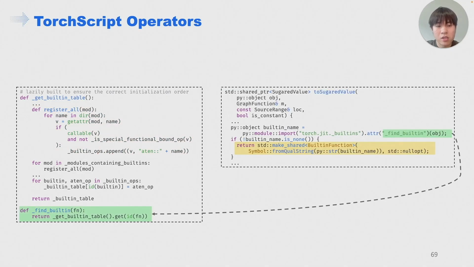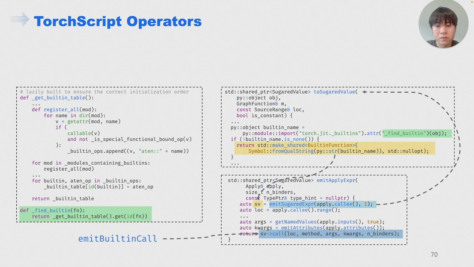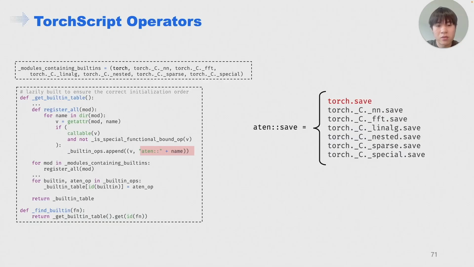During the TorchScript compilation process, two sugared values will be triggered, where it checks whether the Python object exists in the built-in table. If it exists, it returns a built-in function. Finally, this built-in function will be inserted into the IR graph through emit built-in call.